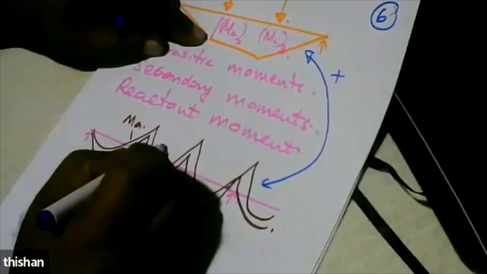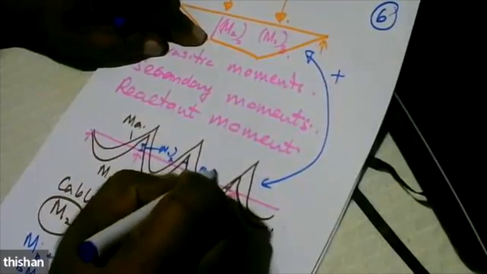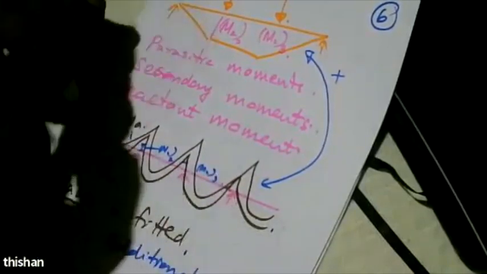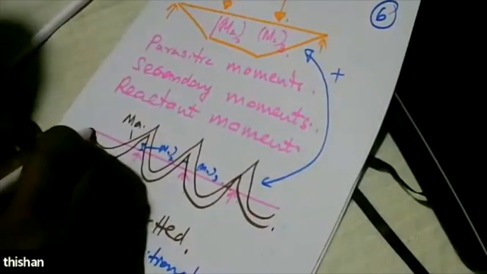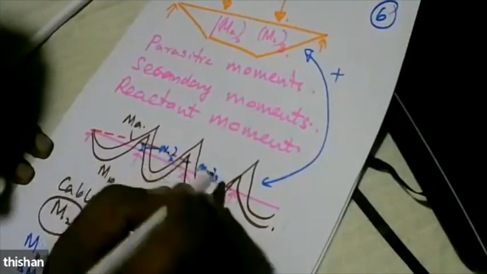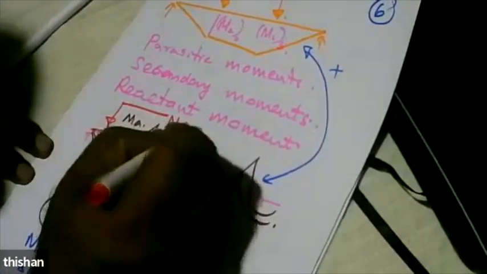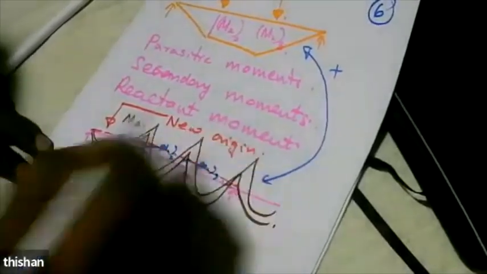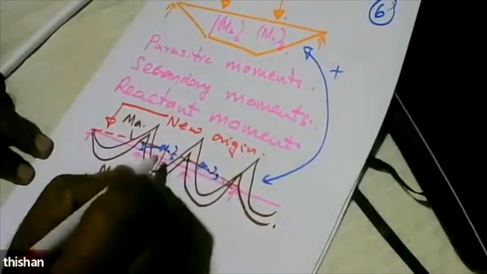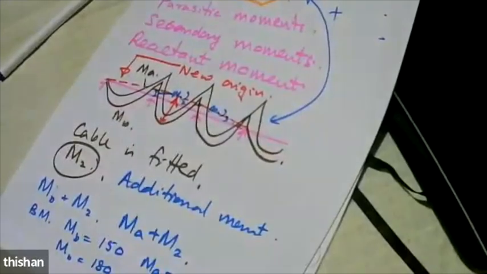M2 here, mark M3 here, and then we'll draw a line like this, and we consider that as the new origin of the bending moment diagram. New origin. So what happens? Now you can see, now we measure the bending moment from the new origin. So if it is earlier 150 and 110, now it's going to be 180 and 150.